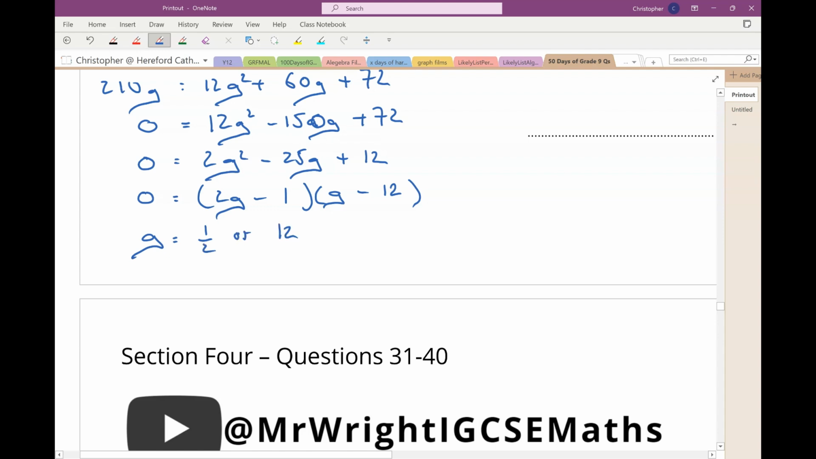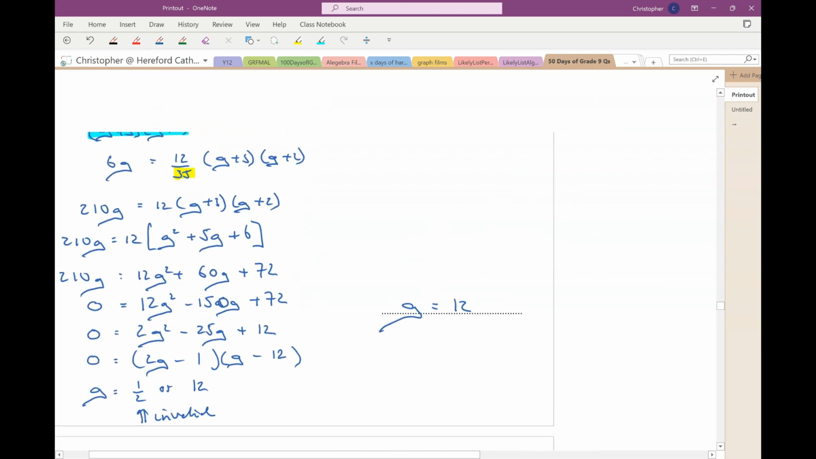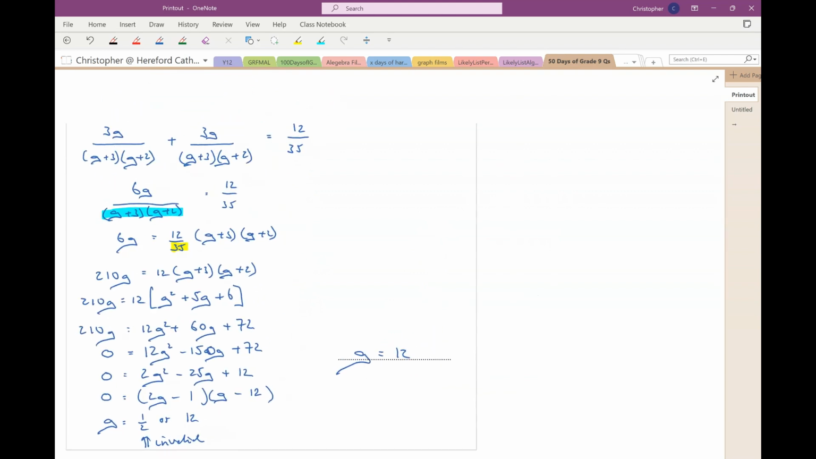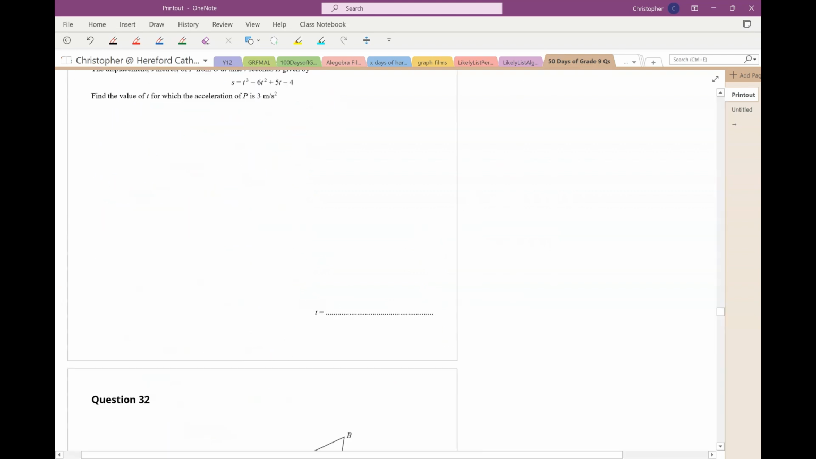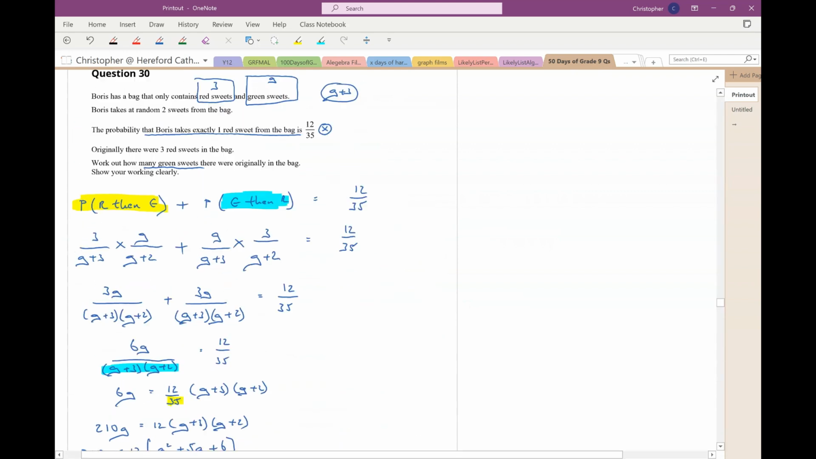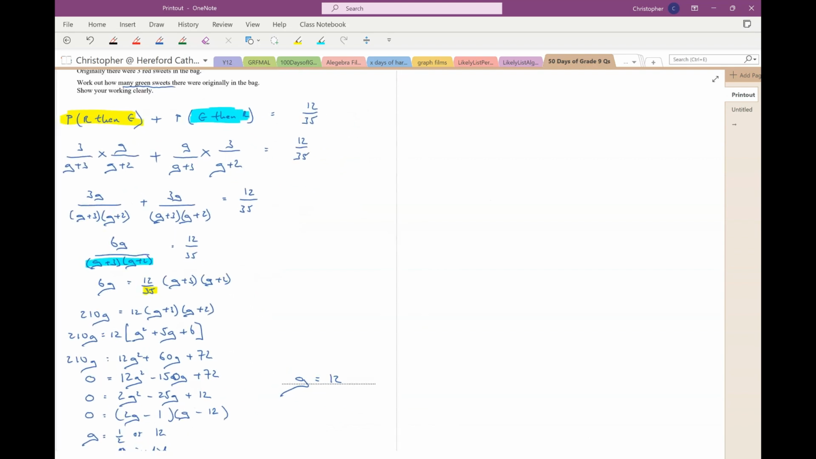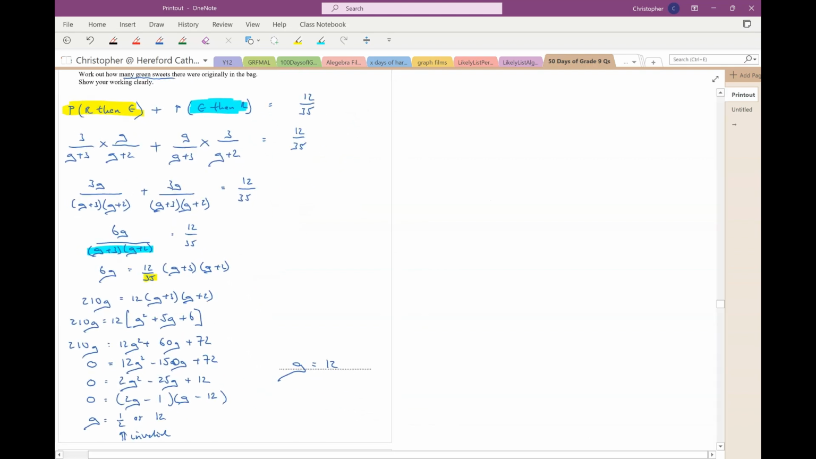Well, I'm thinking having half a green sweet isn't going to work. So I'm thinking that that one must be invalid. So I'm thinking that there must have been 12 green sweets to start with. Let's just look back at the question, check that I've answered it. Here it is. What's the question say? How many green sweets were originally in the bag? 12 is my answer.